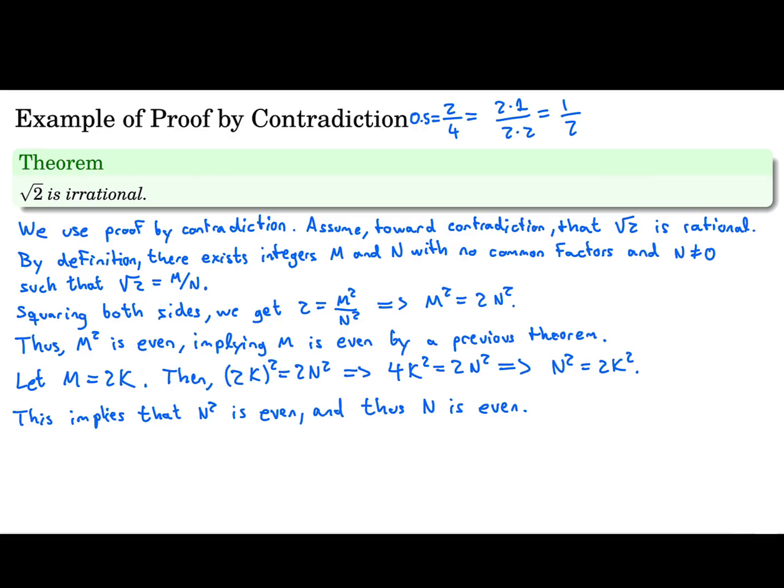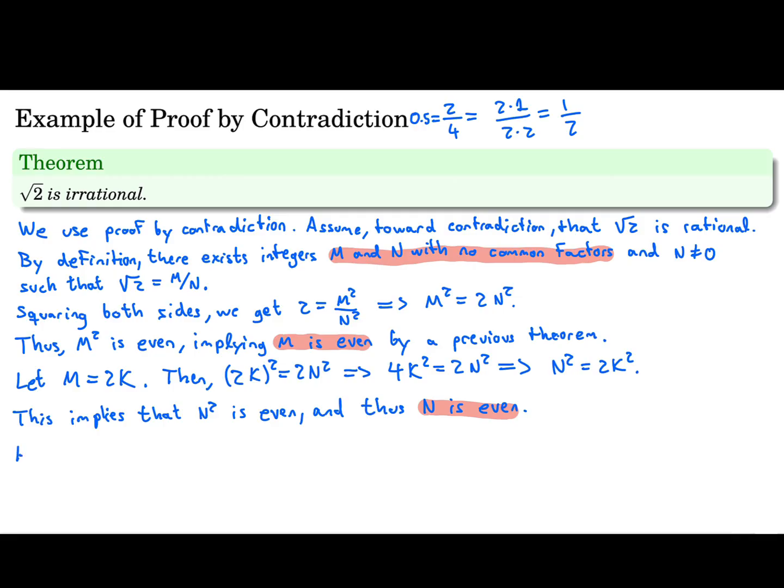So m is even and n is even. But we had assumed that m and n have no common factors. And if they are both even, they actually do have a common factor, because if they're both even, then they have a common factor of 2. And so this contradicts what we said before.